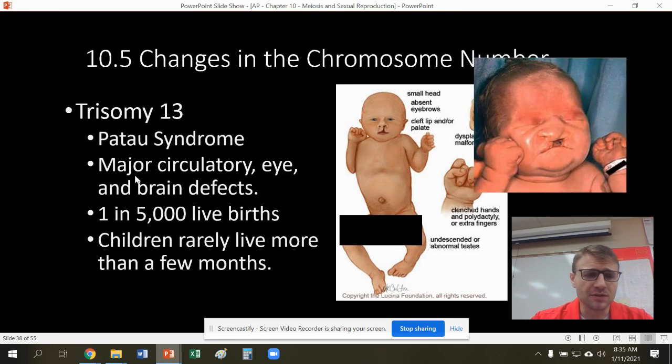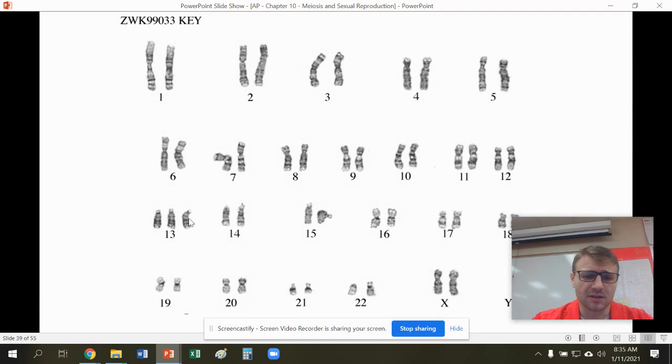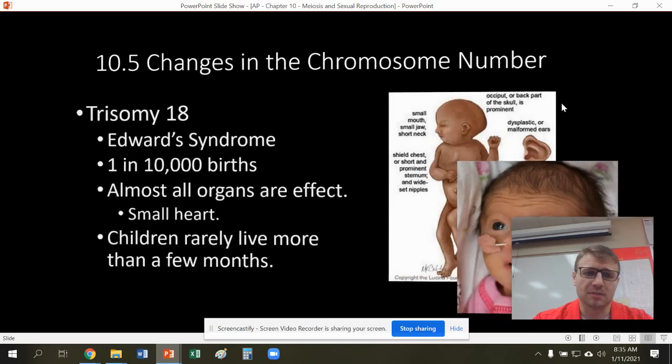Trisomy 13, this is Patau syndrome, major circulatory, eye, and brain defects, 1 in 5,000 live births. Children rarely live more than a few months. I think it's like 90% of kids that are born with this die within the first couple months. With trisomy 13, you can see that 13th chromosome there. That's an extra one, which is trisomy.